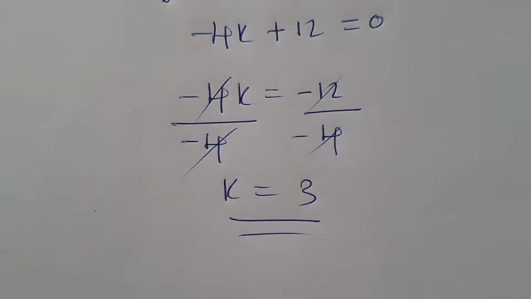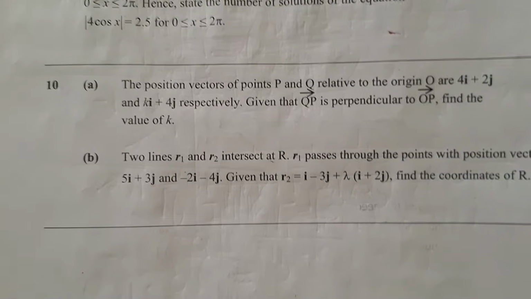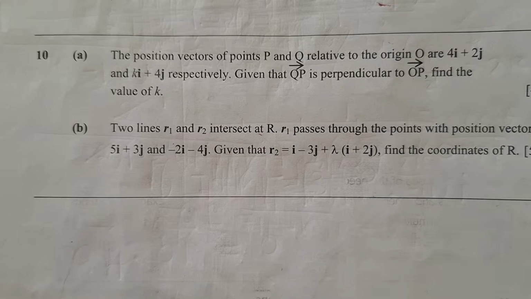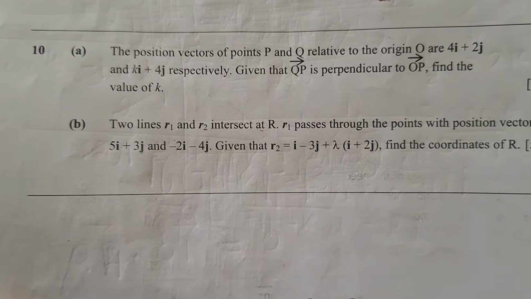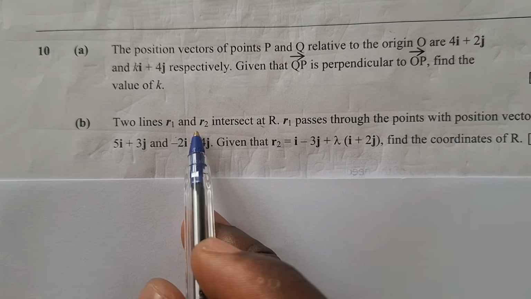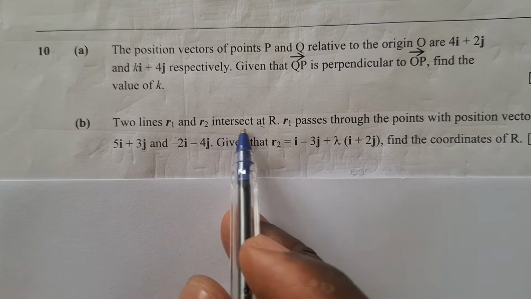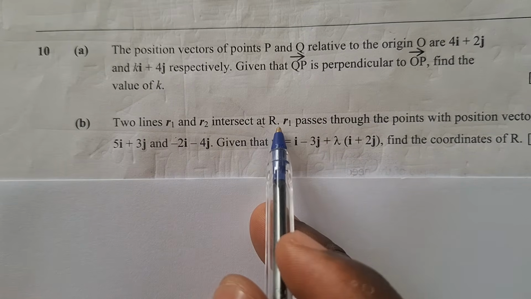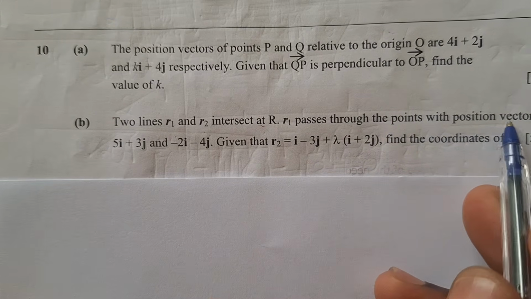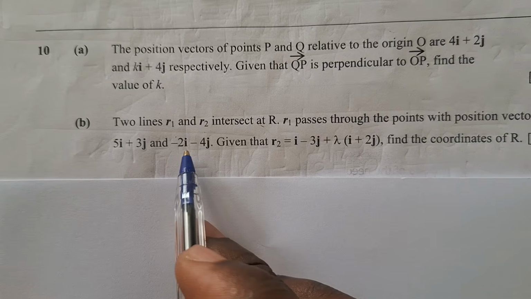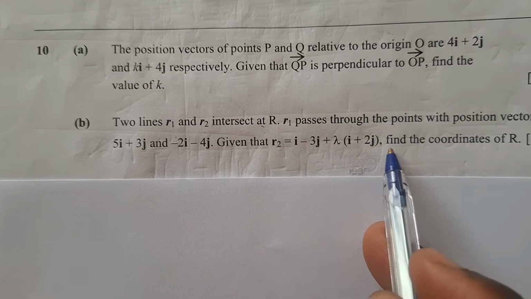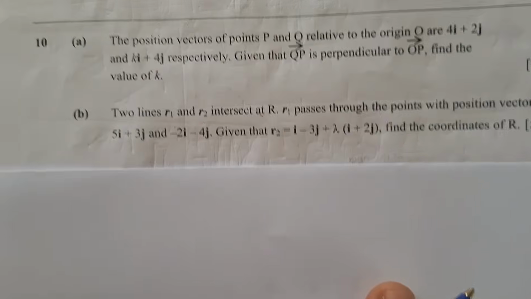We now go to the next question, which is question 10B. So for question 10B, they're saying two lines, R1 and R2, intersect at R here. So R1 passes through the points with position vectors, this and this, you can see. So given that R2 is this one, find the coordinates of R.